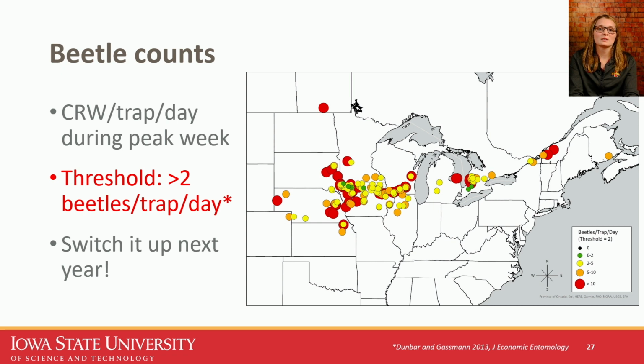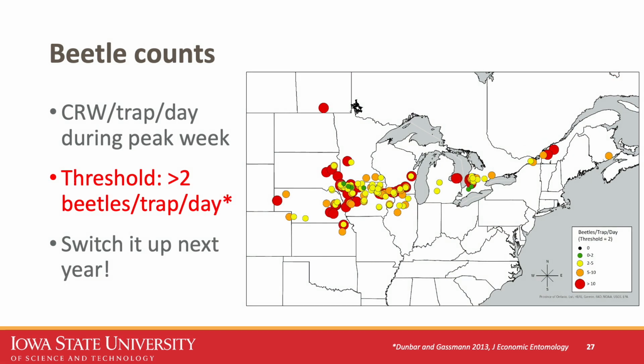So that's really interesting to us. We're not sure exactly what that would mean, especially considering the exceptional year that we had for corn rootworm, where there were just a lot of beetles, and even people who hadn't had beetle issues or corn rootworm issues in the past saw beetles in their field. So just something to keep in mind as we look at these maps.